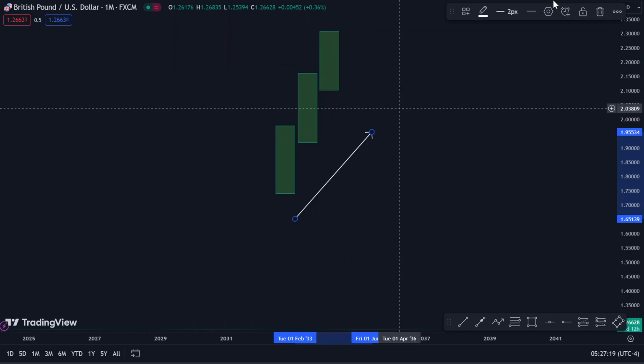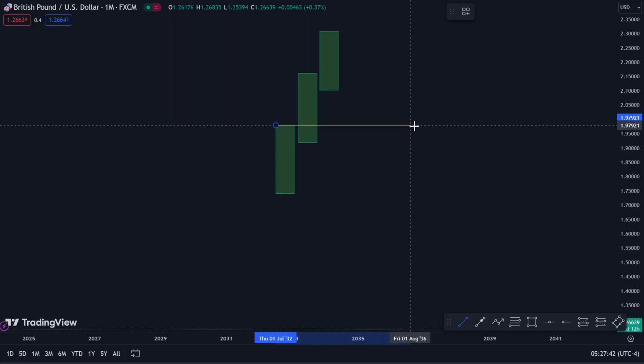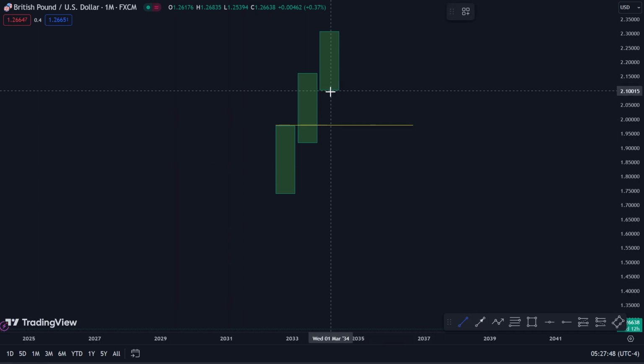Now, for you to locate a fair value gap, you have to first start by identifying three candlesticks, a pattern of three, in this order. So what we do is mark the closing price of this first candlestick, and equally the opening price of this next candlestick.